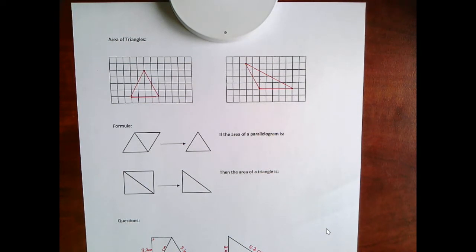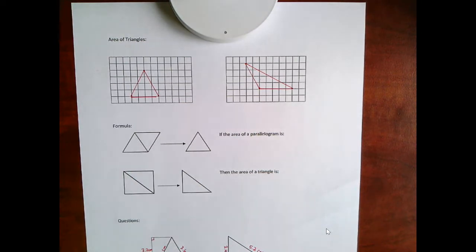So just like before, at the very top of our page, we have two different triangles that are overlaid on top of a grid. Now, each of the squares in the grid are supposed to represent 1 centimeter squared. So what I always recommend doing is counting how many total complete squares are inside of our triangle. And then once you have that, figure out the parts that can be combined to create full squares after that.